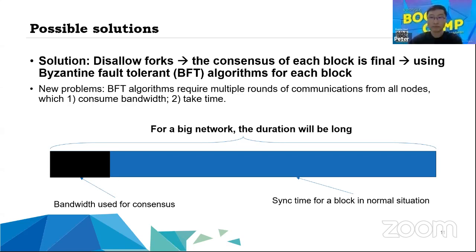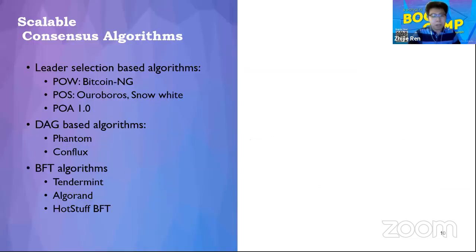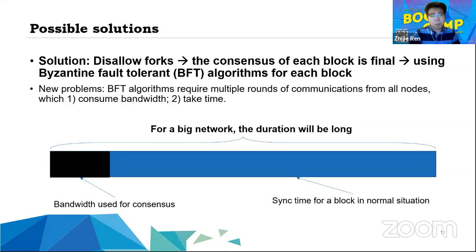Somebody might know BFT as a slow algorithm, especially in large networks, because classical BFT algorithms like PBFT perform really poorly in large networks. However, the BFT algorithms I mentioned here, like Tendermint, Algorand, and HotStuff, perform quite well in large networks. The only difference between BFT and Nakamoto consensus algorithms is that BFT does not have forks. So every block they propose is final. It is the final consensus. But in order to reach the final consensus, they need multiple rounds of communication through the whole network.